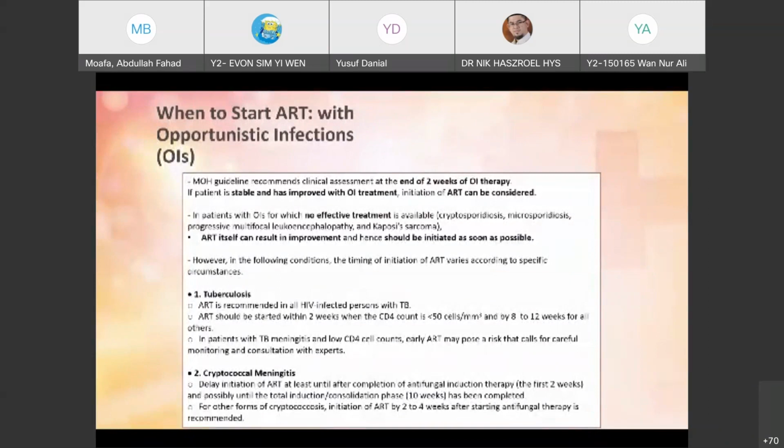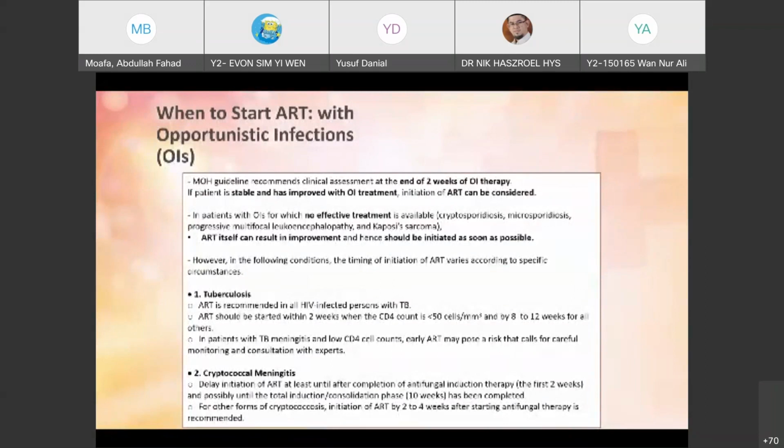Firstly, for tuberculosis, ART is recommended in all HIV infected persons with TB, and it should be started within 2 weeks when CD4 count is less than 50 cells per cubic millimeter, and by 8 to 12 weeks for all others. And in patients with TB meningitis and low CD4 cell counts, early ART may pose a risk that calls for careful monitoring and consultation with experts.